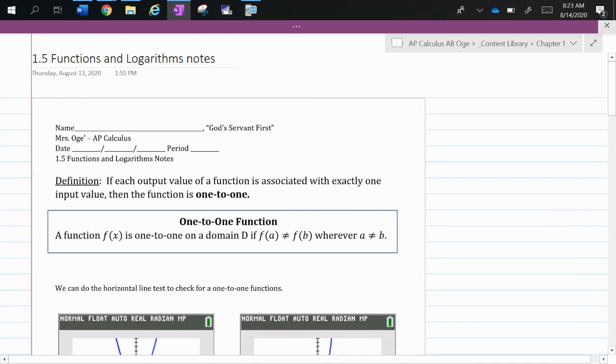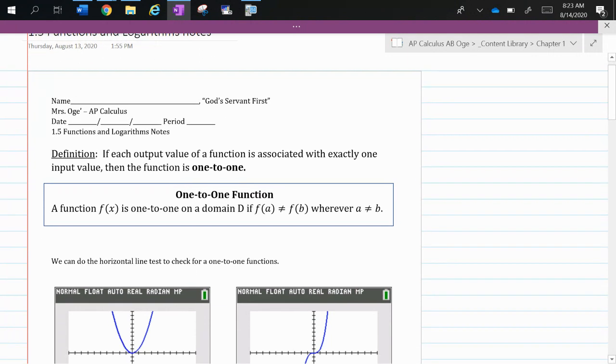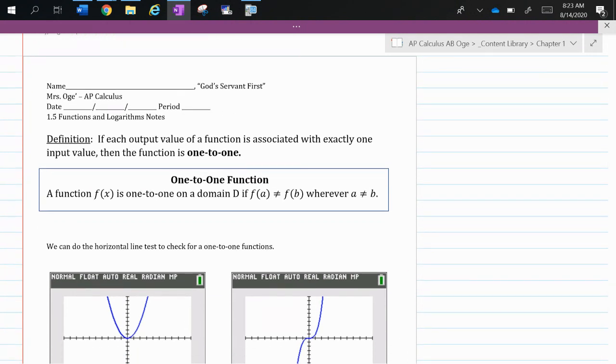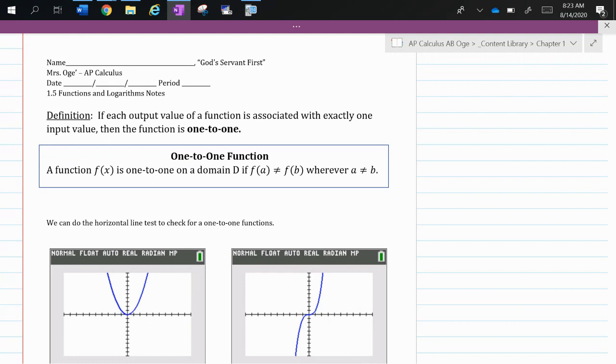Today's topic is functions in general, and we will also review something about logarithms. The first thing that we have to talk about is the definition of a one-to-one function.